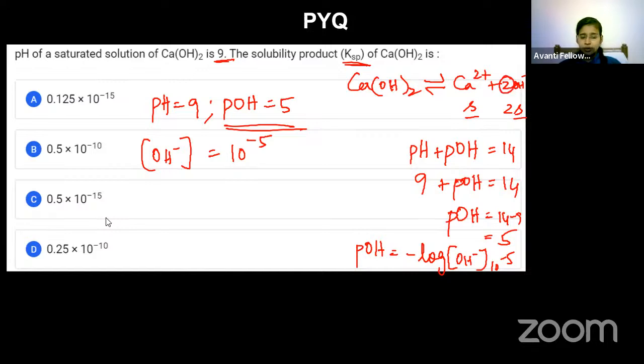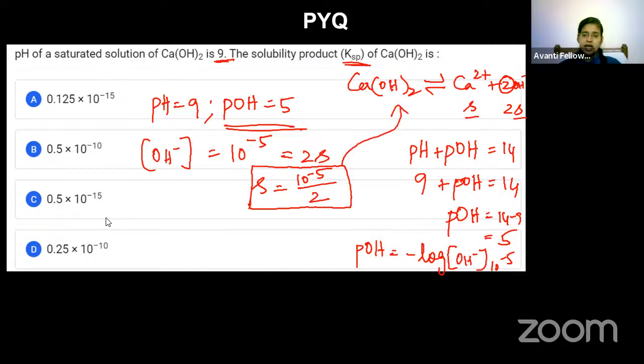Clear? But the OH minus concentration is 2 OH minus. So what I have to do? It will be 2S. The concentration is 2S. So 2S is equal to 10 to the power minus 5. So what is S? S is equal to 10 to the power minus 5 divided by 2. This is the value of S. Now you can substitute this S in the KSP relation.